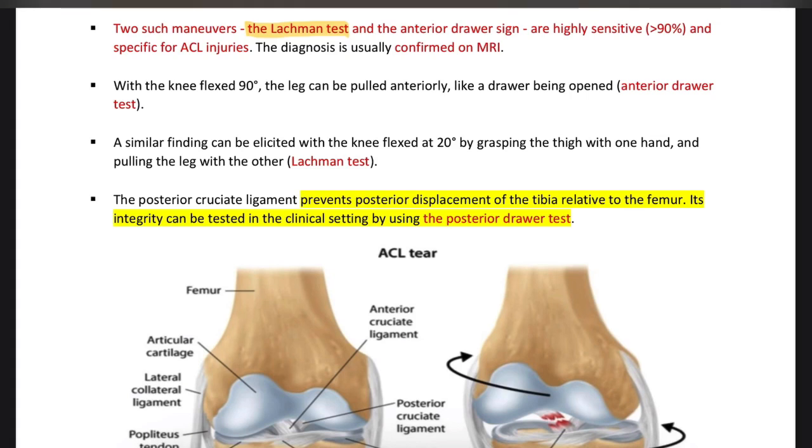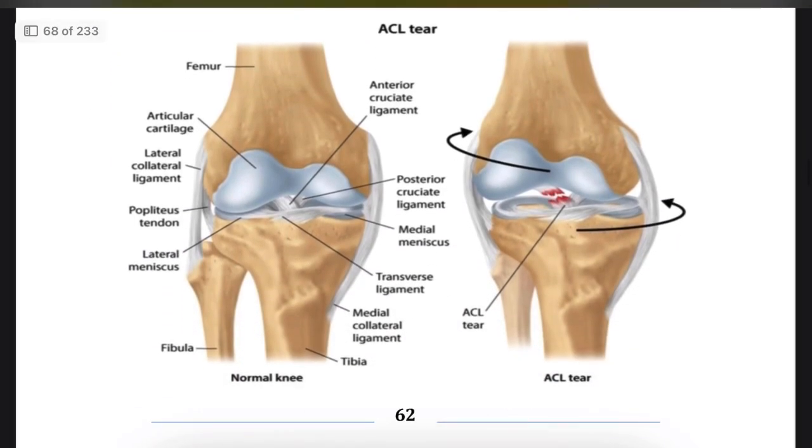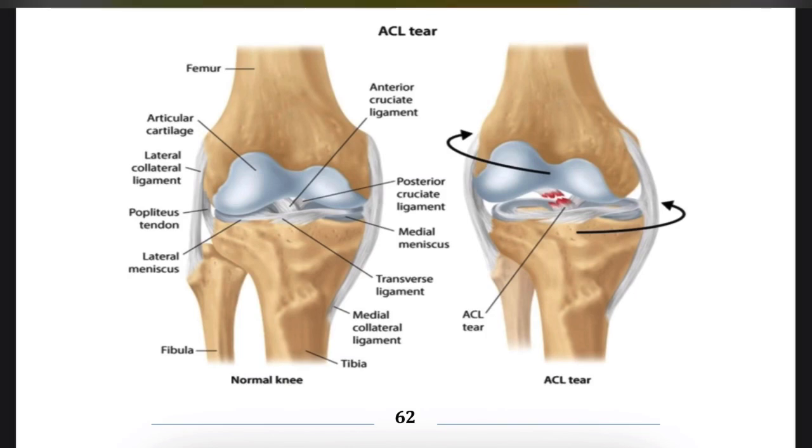Next one, the anterior drawer test. In the anterior drawer test, we flex the knee to 90 degrees and pull the tibia like a drawer. If the patient shows forward motion, the test is positive. I'm going to tell one simple mnemonic for anterior cruciate ligament tear. In the Lachman test we do light flexion, that is 20 degrees. In the drawer test we do deep flexion, that is 90 degrees. So this is the main thing.